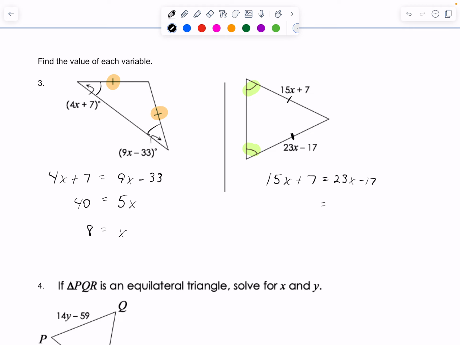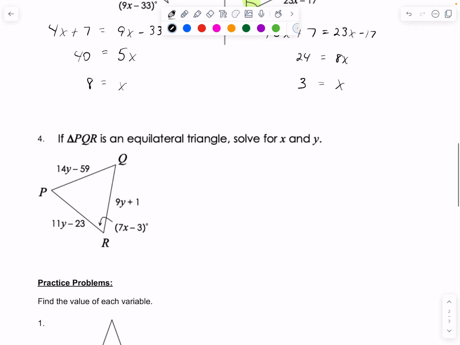Similar to what I just did, I'm going to move the 15x over with subtraction to get 8x. Move the minus 17 over with addition. 7 plus 17 is going to get 24. So x equals 3. So we finally got a chance to do the converse. Let's do one more and then we'll be finished.